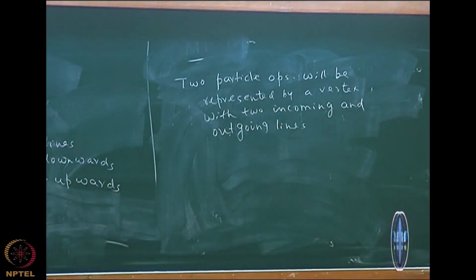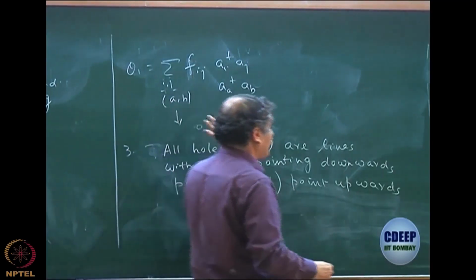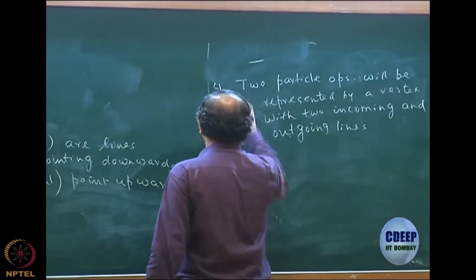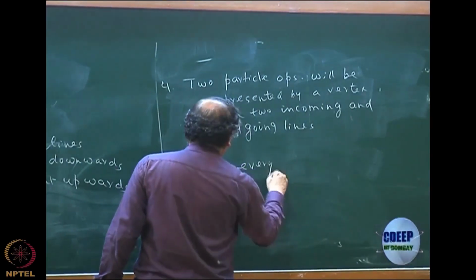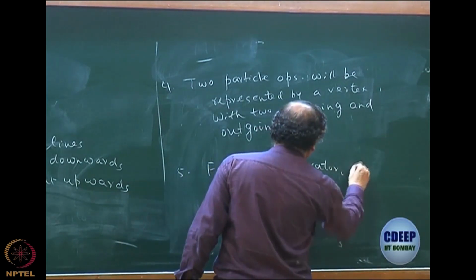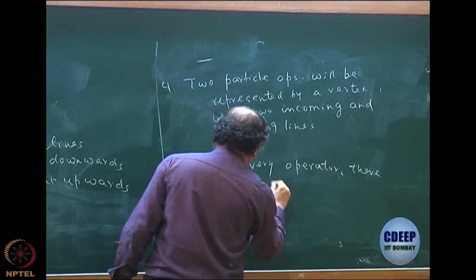Okay, and you attach a matrix element just like you attached a matrix element here for every operator. So, here also I should write for every operator that I draw there is a matrix element. Okay. So, this is let us say rule 4. So, for every operator there is a matrix element attached.